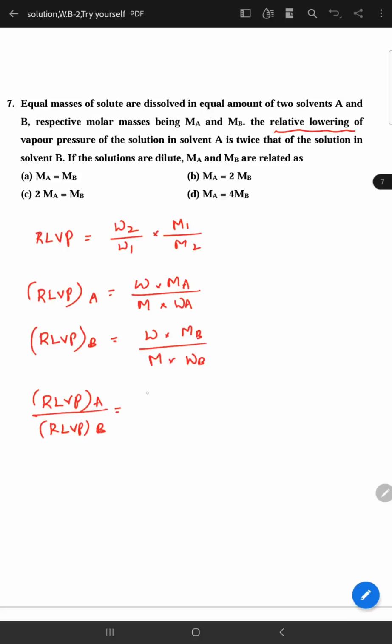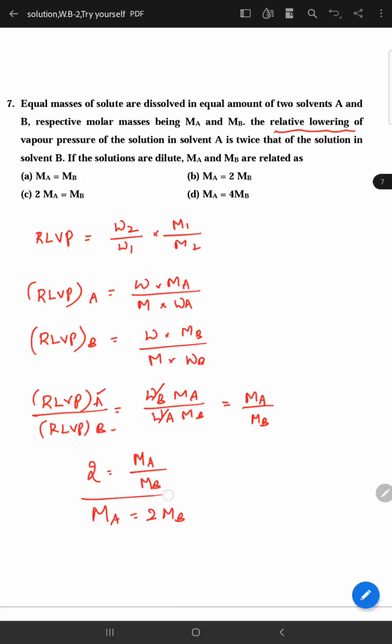Finally you get WB into MA divided by WA into MB. Since equal masses were taken, WB and WA cancel out. Finally you are left with MA by MB. But the RLVP of A is twice that of B, so this ratio will be 2. So 2 is equal to MA by MB, therefore MA is equal to 2 times MB. So this is the relation. Therefore option B is correct. 7th question, option B.